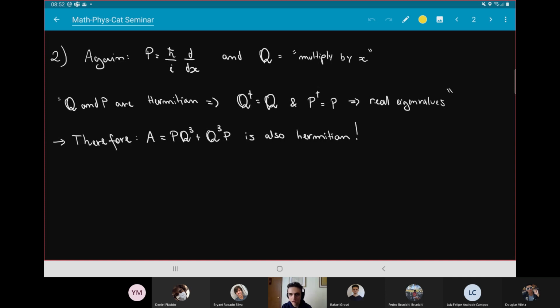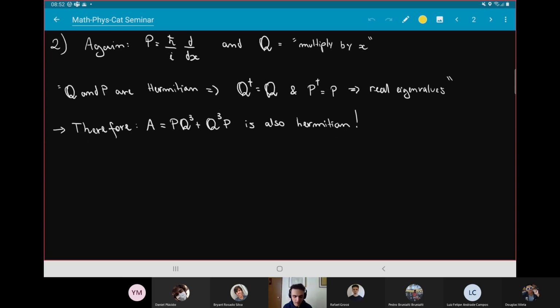Okay, so if Q and P are Hermitian because they satisfy this condition, then we can construct a new operator, which I called A, which is a combination of these two operators, and you can check that this one is Hermitian.